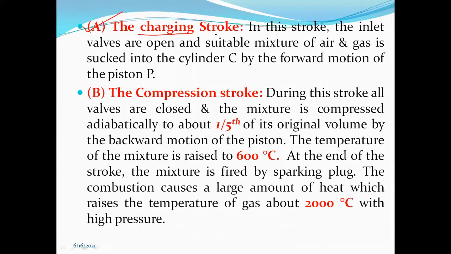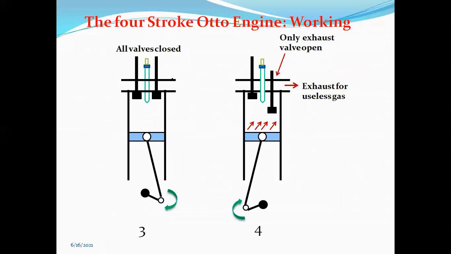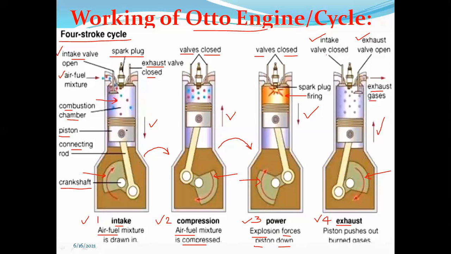Okay. So in this stroke, that is in the case of the charging stroke, the inlet valves are open and a suitable mixture of air and gases, that is the gasoline, that is petrol, is sucked into the cylinder C by the forward motion of the piston P. Okay. So capital C and capital P are what I have denoted. Okay, so here is the C, that is the cylinder, and this is the piston P.